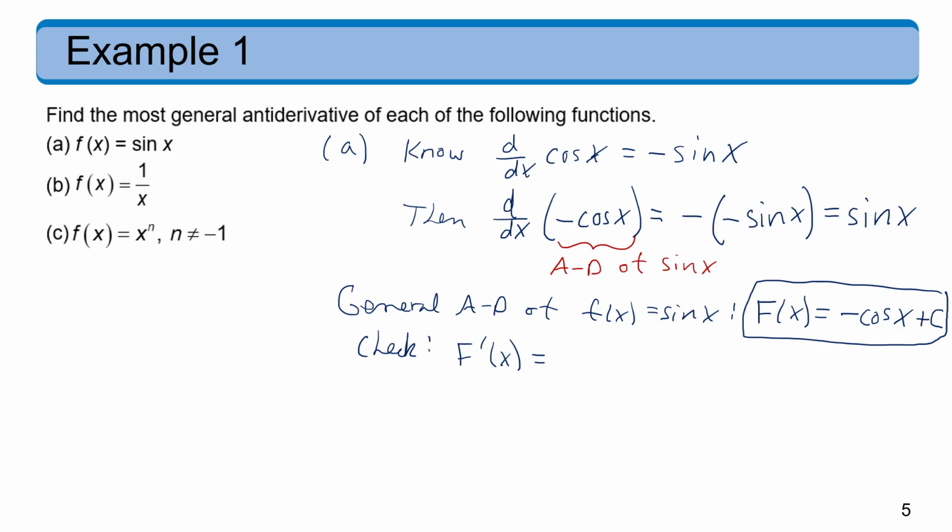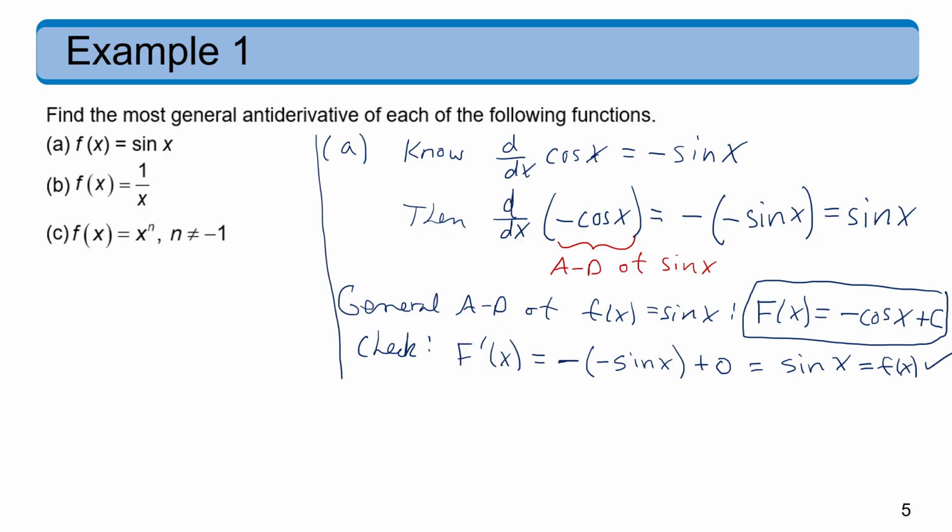Okay, so start with the derivative of negative cosine. So we have a negative sign, and then multiply by the derivative of cosine, which is negative sine, and then plus the derivative of c, which is, since c is constant, its derivative is 0, and this simplifies to sine x, which is the original little f, so it did work.